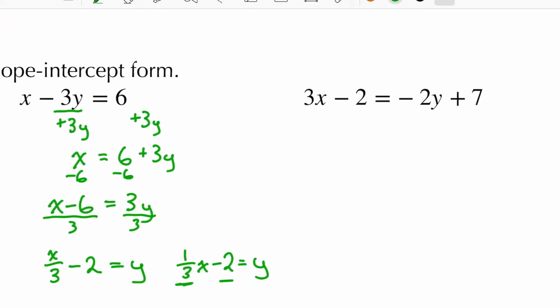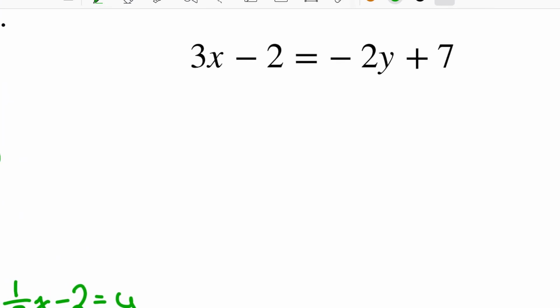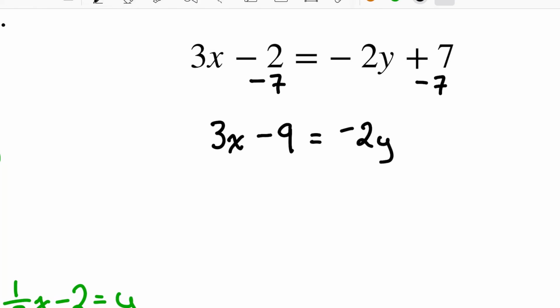All right, let's look at our last one. 3x minus 2 is equal to minus 2y plus 7. All right, so first thing, subtract 7 from both sides. So you get 3x minus 9 is equal to minus 2y. Now I need to finish isolating y, so divide everything by minus 2. Divide everything by minus 2. And we are going to get y on my right-hand side.